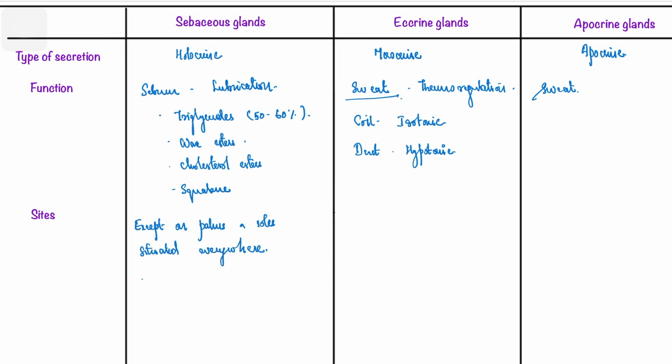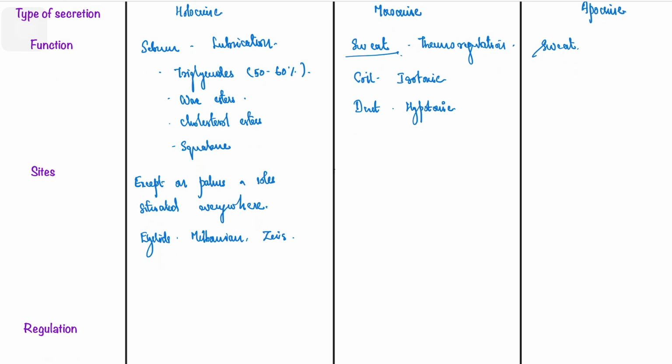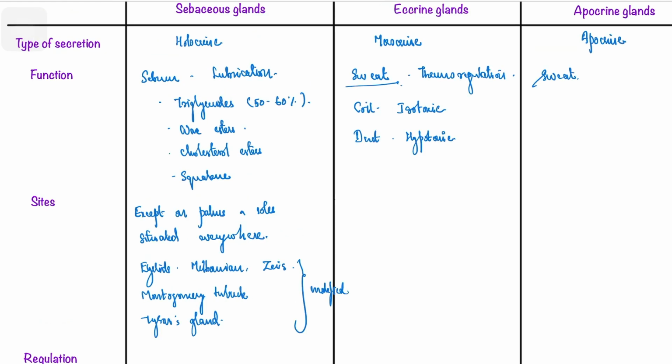Okay, and there are certain modified sebaceous glands, like in the eyelids. These are the glands of Meibomian or glands of Zeis. And it could be Montgomery tubercles around the areola, and it could be Tyson's glands in the penis. Tyson's glands. These are modified sebaceous glands. Okay, so let's see where the eccrine glands are situated.